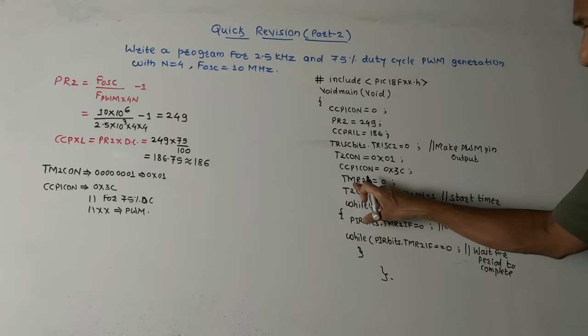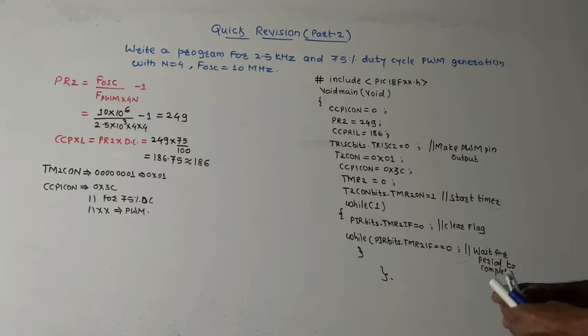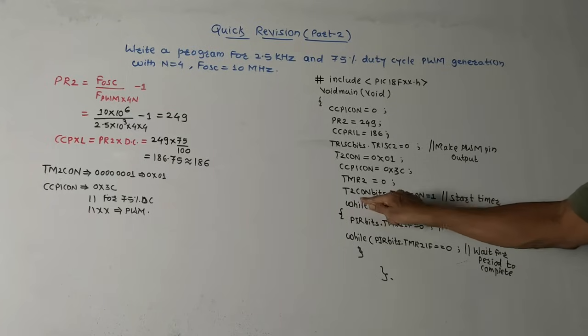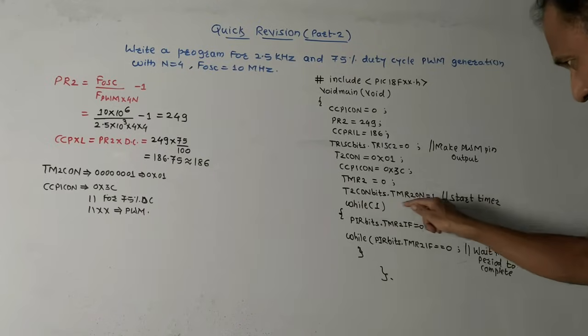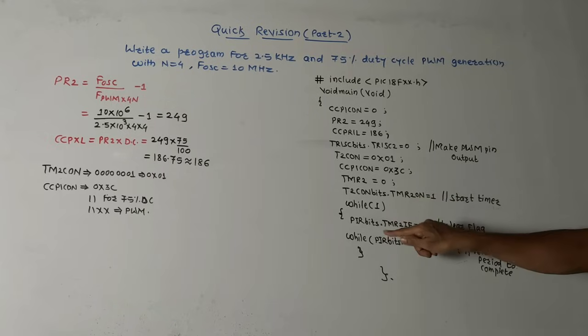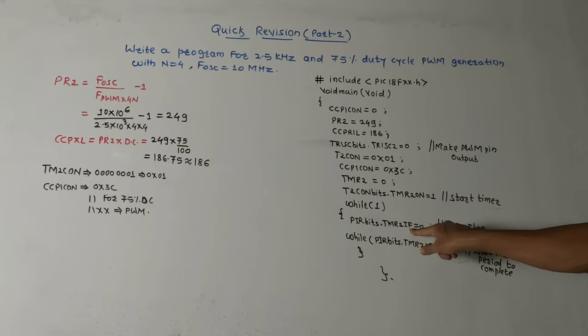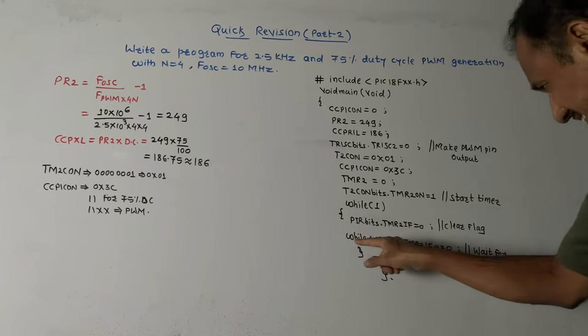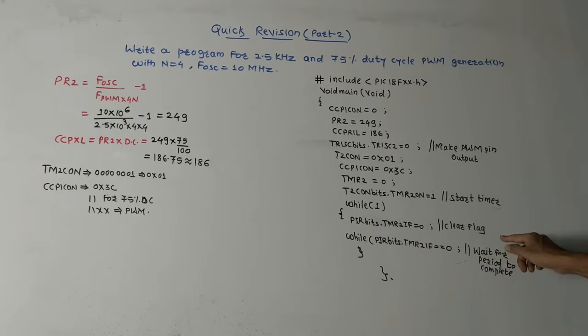Then initialize timer 2, that is TMR2 is equal to 0. Next is T2CONbits.TMR2ON is equal to 1. This command is again common, to start the timer. Then while 1, PIRbits.TMR2IF is equal to 0. This command is used to clear the flag register. So this is the corresponding command to clear out the flag value.